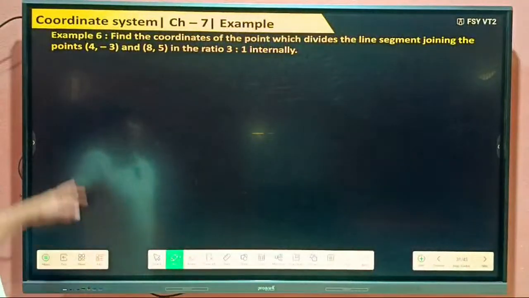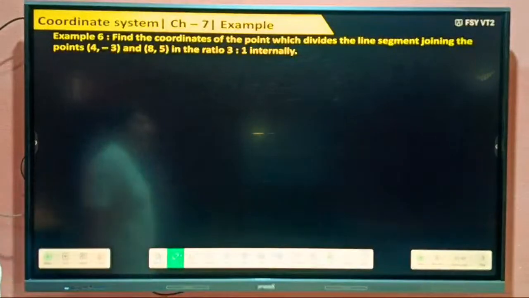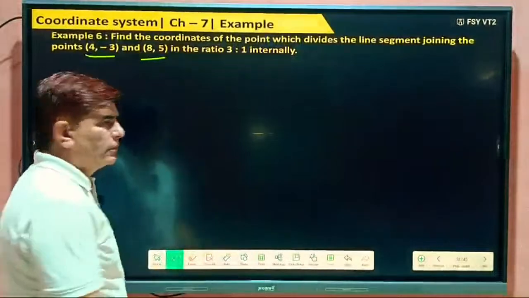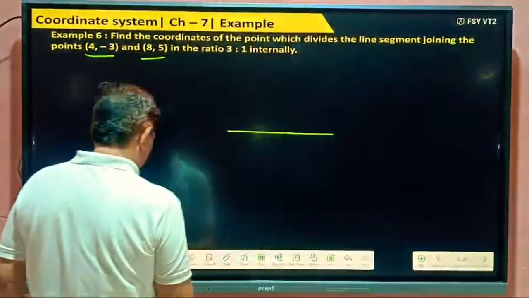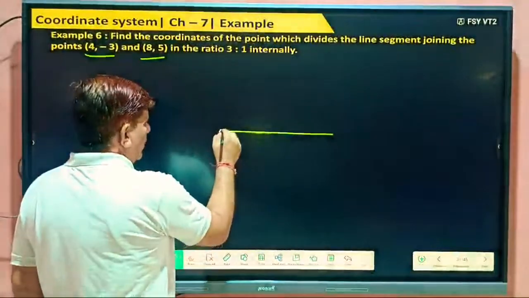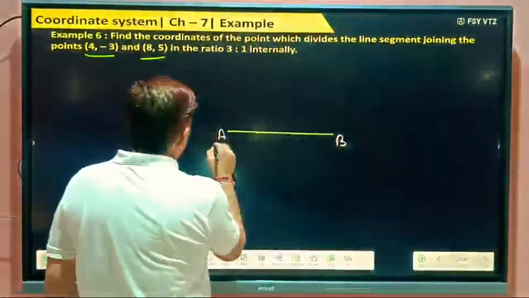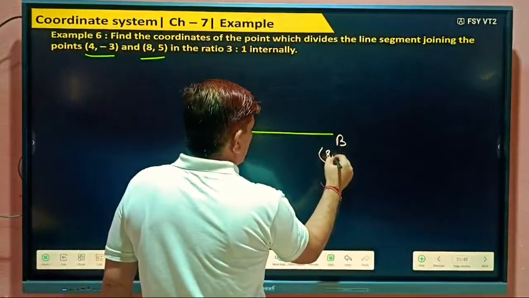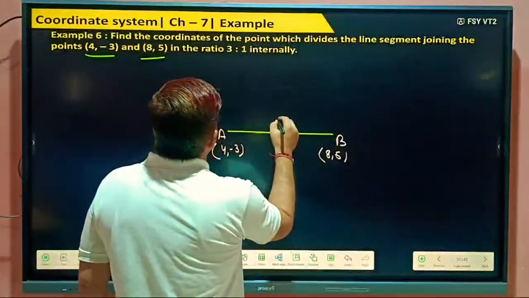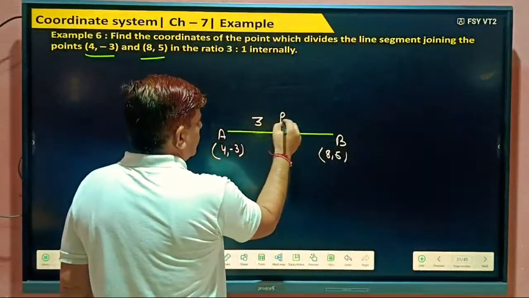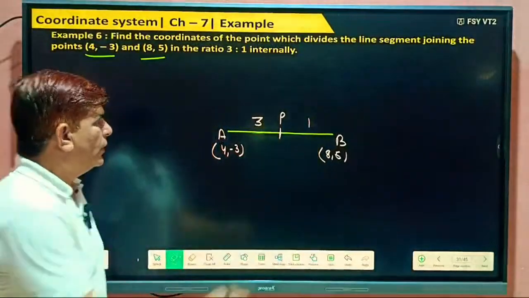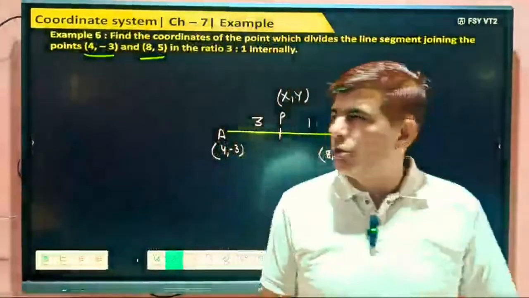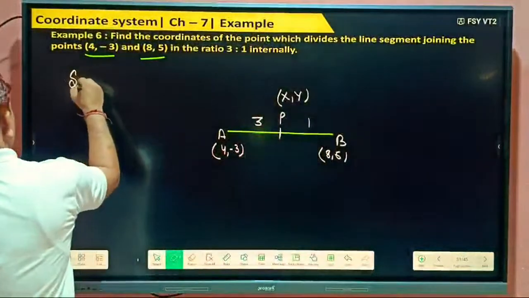Directly we will use the section formula. Find the coordinates of the point which divides the line segment joining this and this. This point is A with coordinates 4 and -3, and B has coordinates 5 and 3, and there is a point P which divides it in the ratio 3 raised to 1. We are saying the coordinates of this point are x and y. Understood? So its solution I can easily tell.